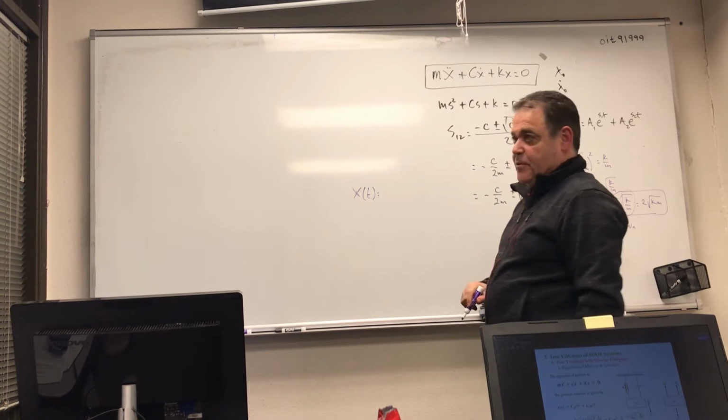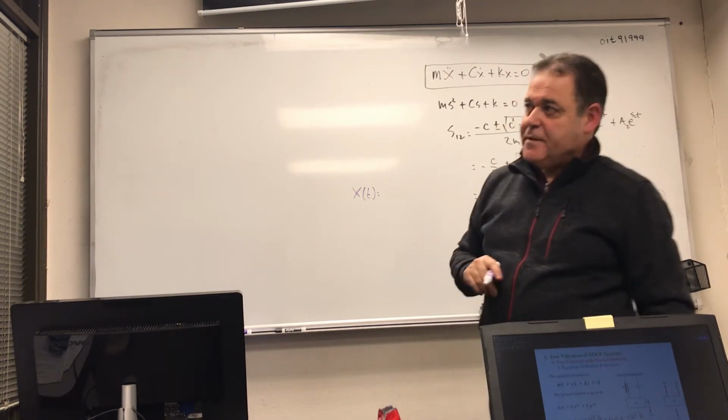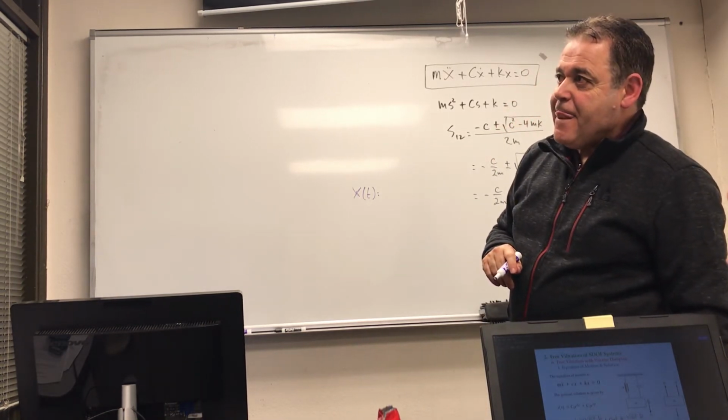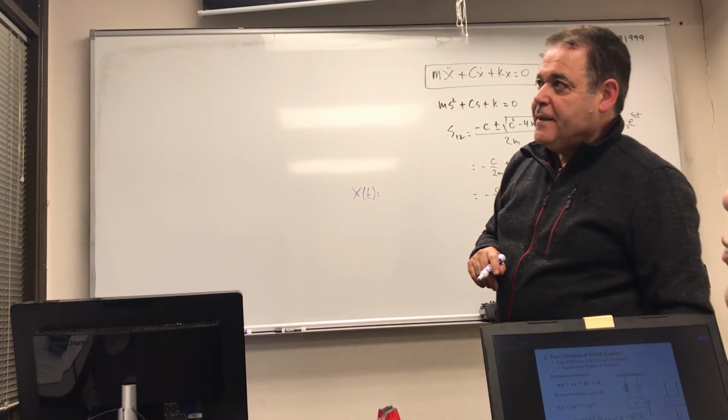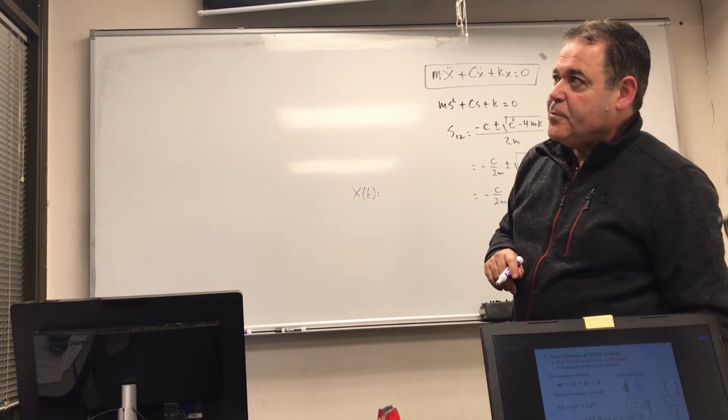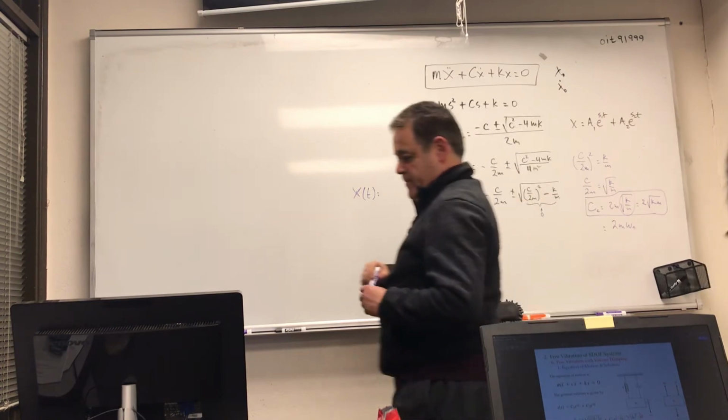The one I wrote on the board, maybe, hopefully I wrote it there. A1 e to the s1 t plus A2. It's the general one, right? Yeah, that one, so that's correct.